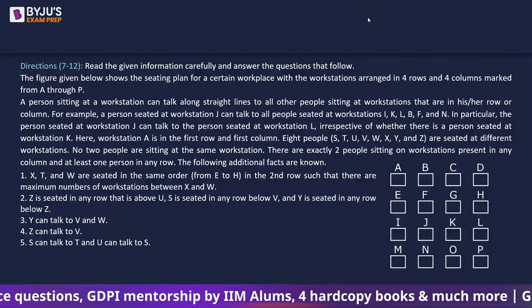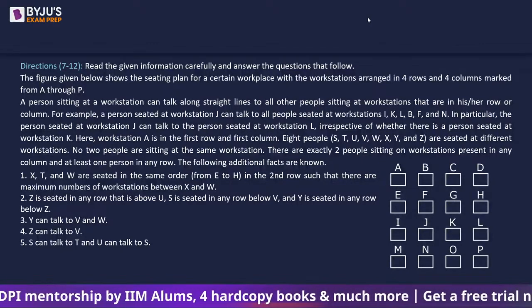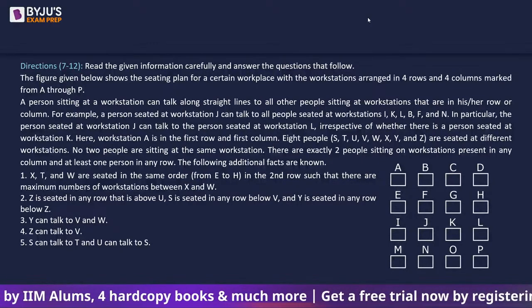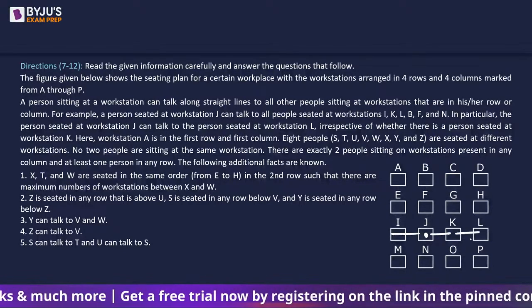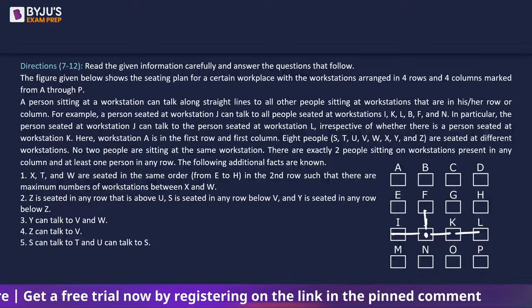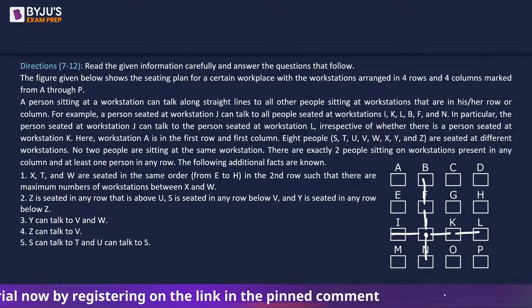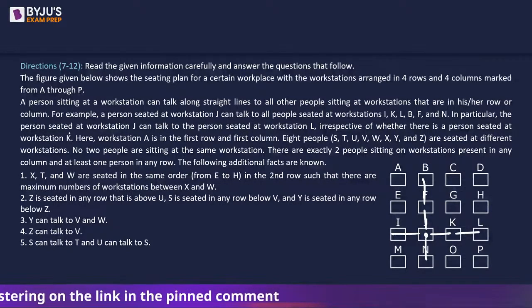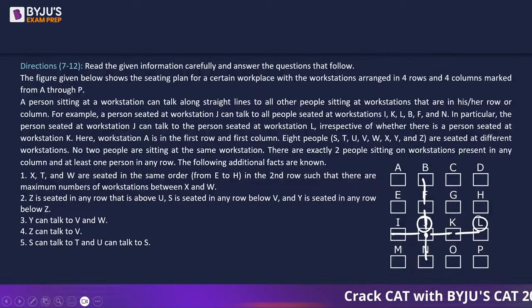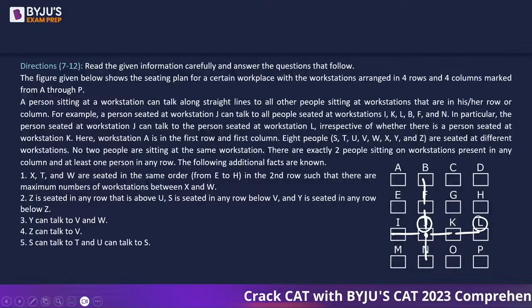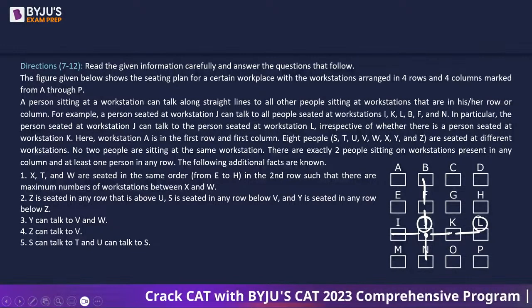For example, a person seated at workstation J can talk to all people seated at workstation I, K, L, F, B, and N. In particular, the person seated at workstation J can talk to the person sitting at workstation L irrespective of whether there is a person seated at workstation K. मतलब बीच में कोई बंदा है तब भी they can talk. Okay? So anybody in a particular cell can talk to everyone along its column or row.